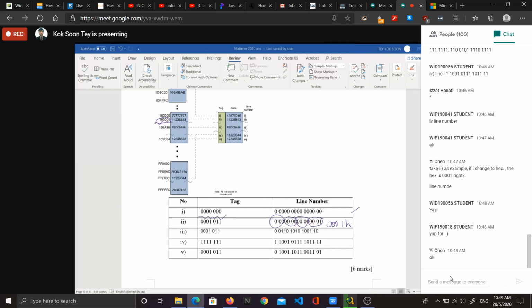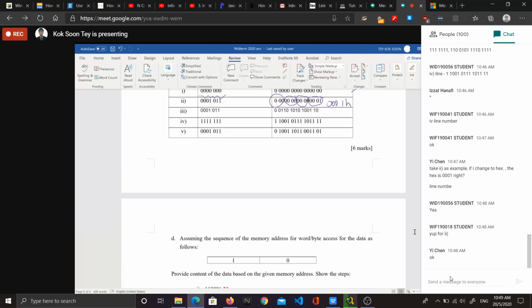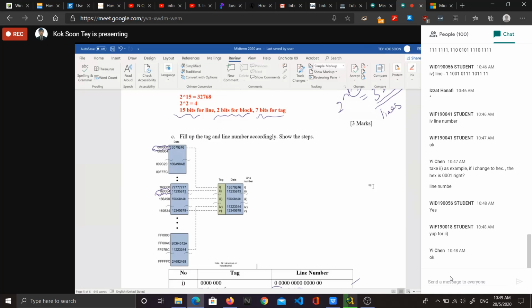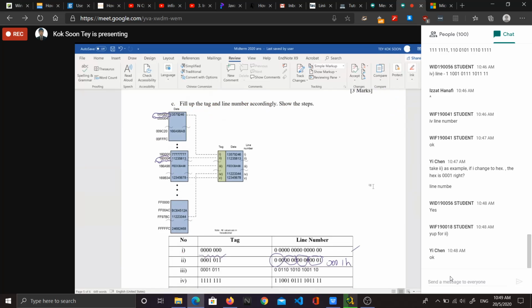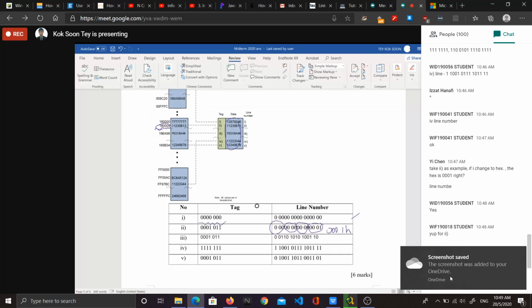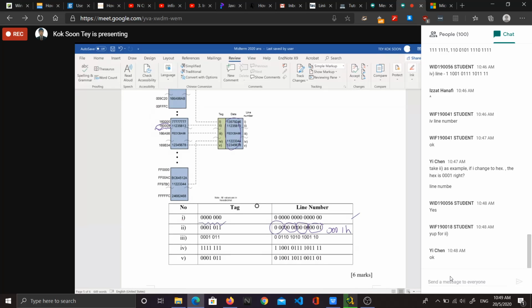If no questions, we will go to the last question. Remember, just now I did something wrong. Refer to the address, not the data. You should refer to the address when you do the tag numbers and line numbers. Okay, so we go to the last one.